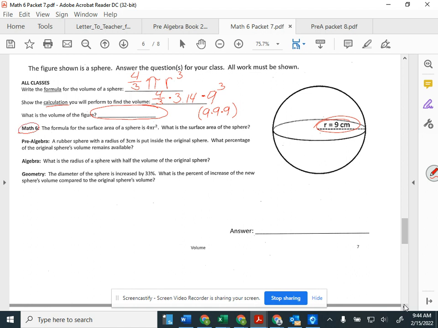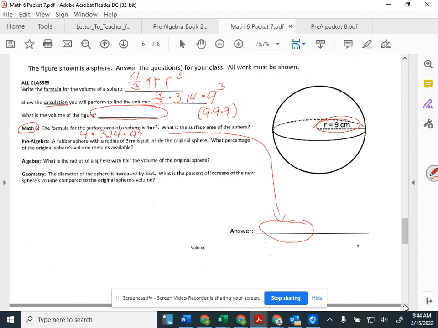Then we have math 6. The formula for the surface area of a sphere is 4 pi r squared. So 4 times pi times r squared, 9 squared. You need to do the math, and you're going to put that answer down here.